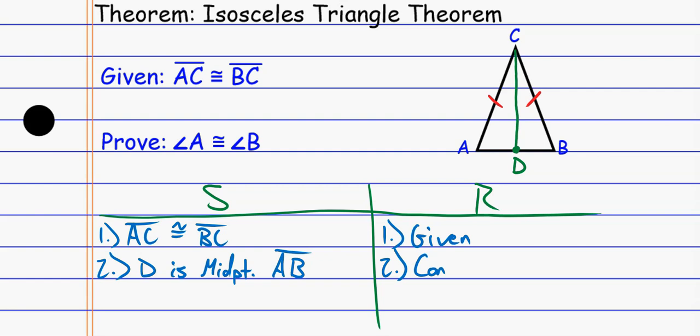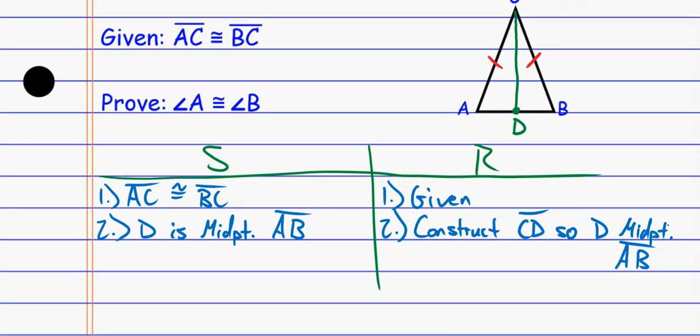And anytime I do that, I say I constructed CD, so D is the midpoint of AB. Okay? And it's as simple as that. When I draw something on here, as long as it's something I am able to construct, I am allowed to list that on here. Okay? So I constructed that so that it would be so. All right? And so now from here, I can use that information.